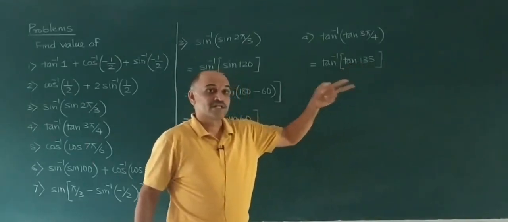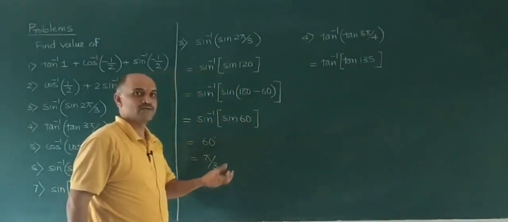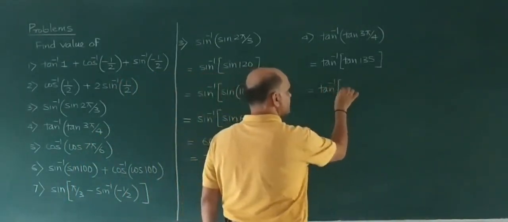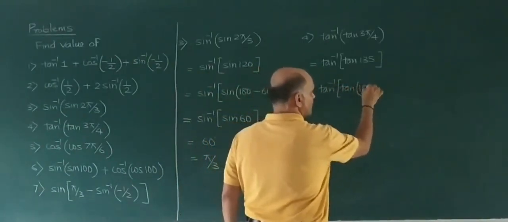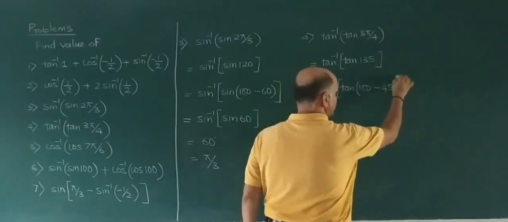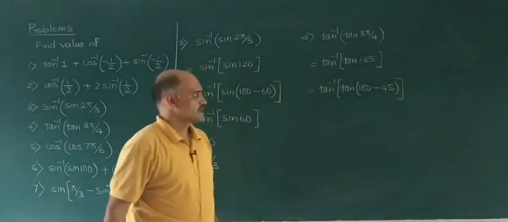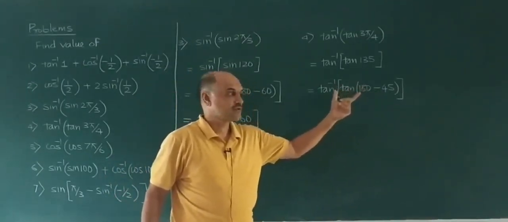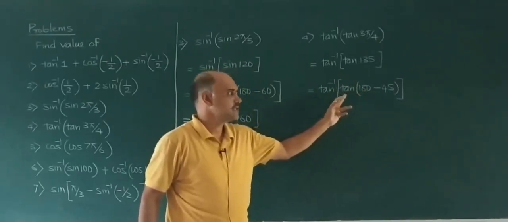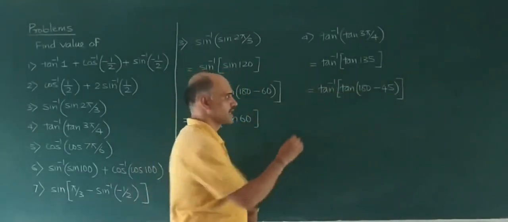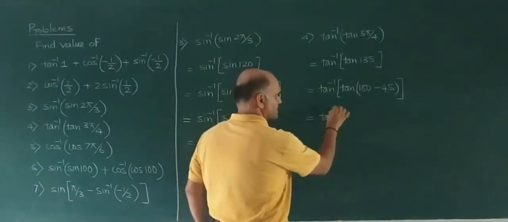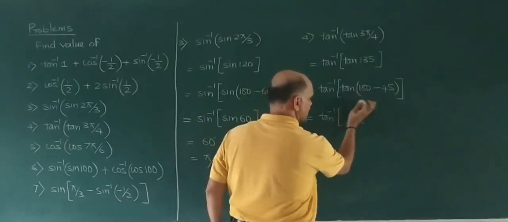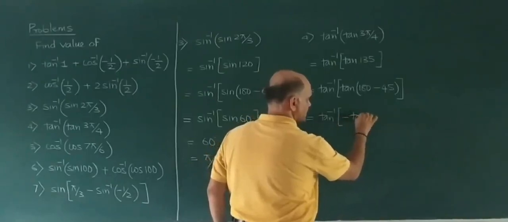So again I will convert to 135. How can we write 135? 180 minus 45. So this is tan inverse of tan 180 minus 45. Tan of 180 minus theta means it is in the second quadrant. In the second quadrant tan is negative. So you will have minus tan 45. So tan inverse of tan, you will have minus tan 45.